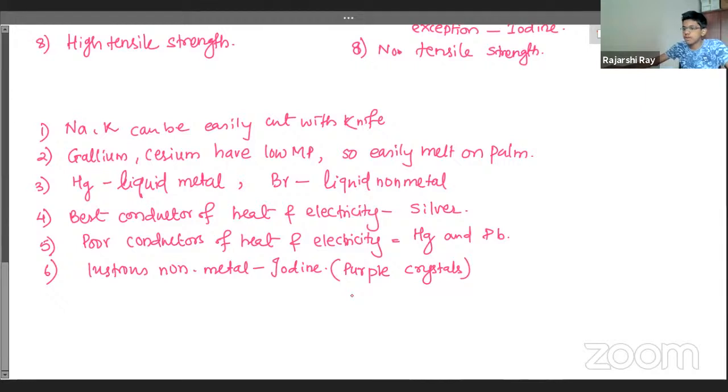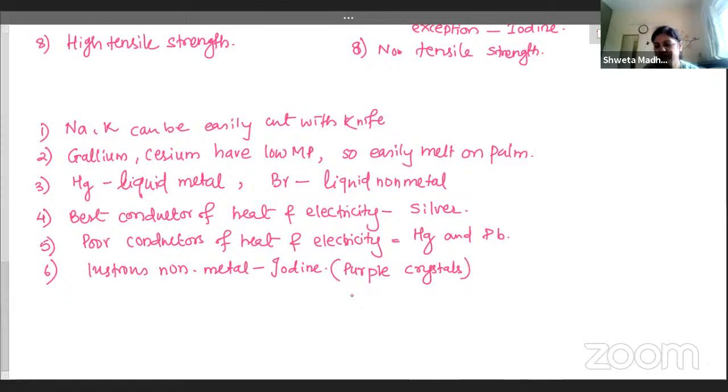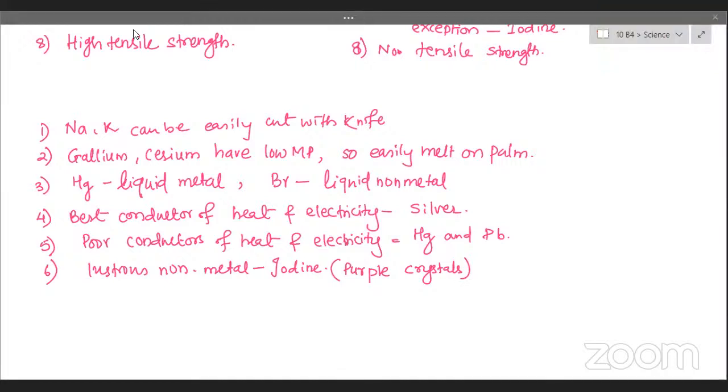Ma'am, could you give the definition of allotrope? Allotropes are the different forms of the same element, which possess similar chemical properties but different physical properties and physical appearances.